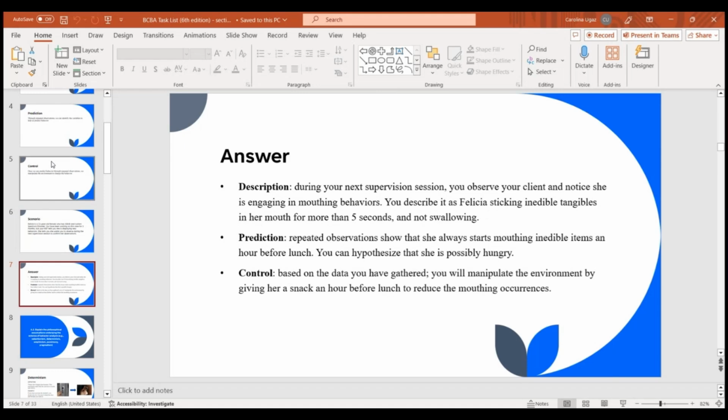During your next supervision, you observe your client and notice that she is engaging in mouthing behaviors. You describe it as Felicia sticking inedible tangibles in her mouth for more than 5 seconds and not swallowing. Prediction. Repeated observations show that she always starts mouthing inedible items an hour before lunch. You can hypothesize that she is possibly hungry. Control. Based on the data you have gathered, you will manipulate the environment by giving her a snack an hour before lunch to reduce the mouthing occurrences. Very good. That's such a good example.